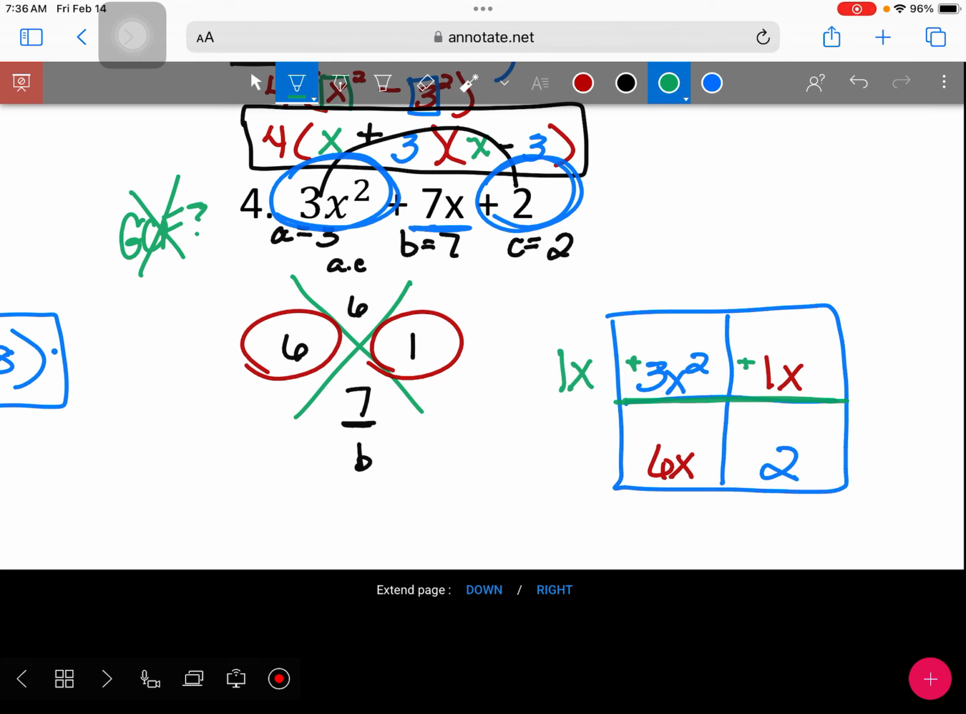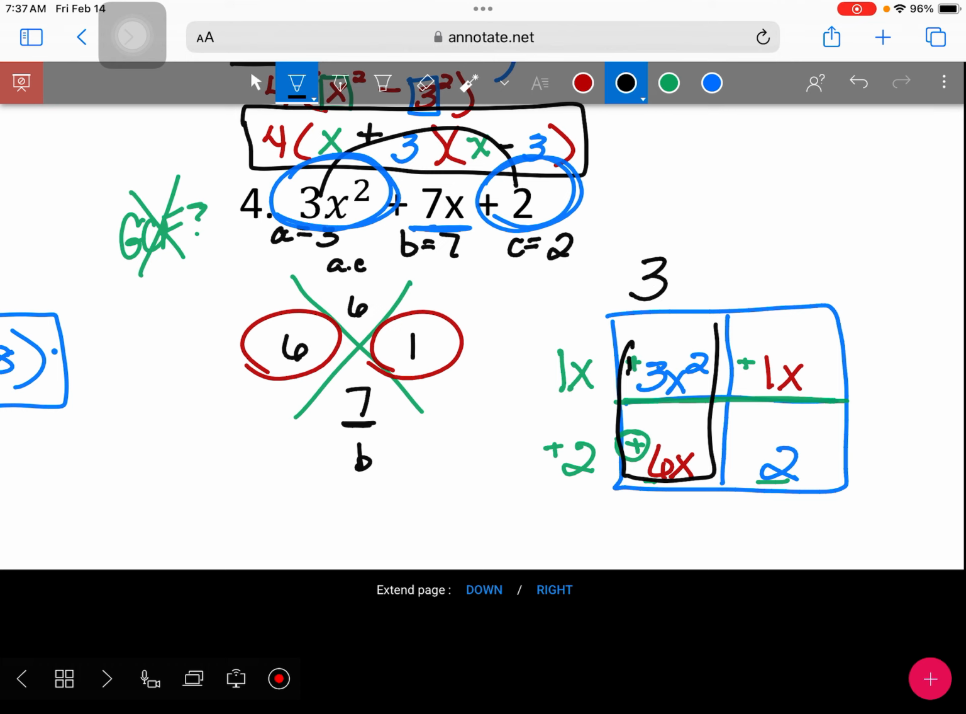6x and 2, start with your smallest number. Is 2 a factor of 6? Yes. That's a positive 2 because this is positive. And this one has no x, so I don't need an x there. Looking at my column, 3x squared and 6x, I've got a 3. Is 3 a factor of 6? 3 times 2. So 3 is a factor.